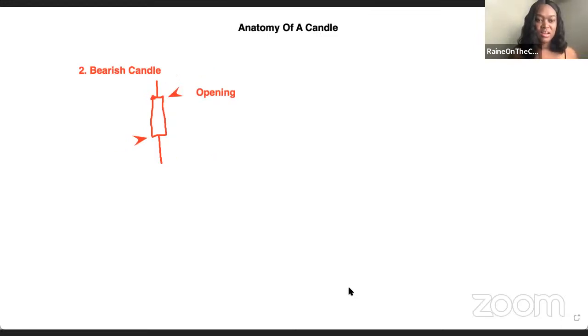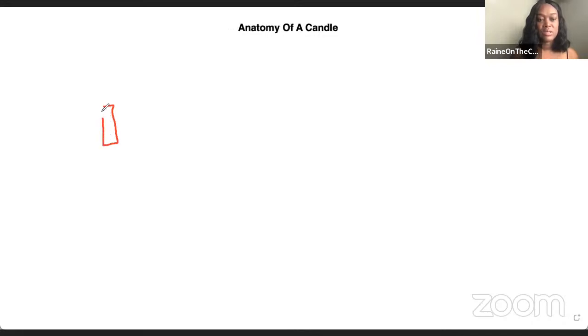Now I'm just going to quickly draw a pattern, because I think I'm such an amazing artist. Right. So say we have price going down, and then price went down. Could have gone like this. Could have been like this.